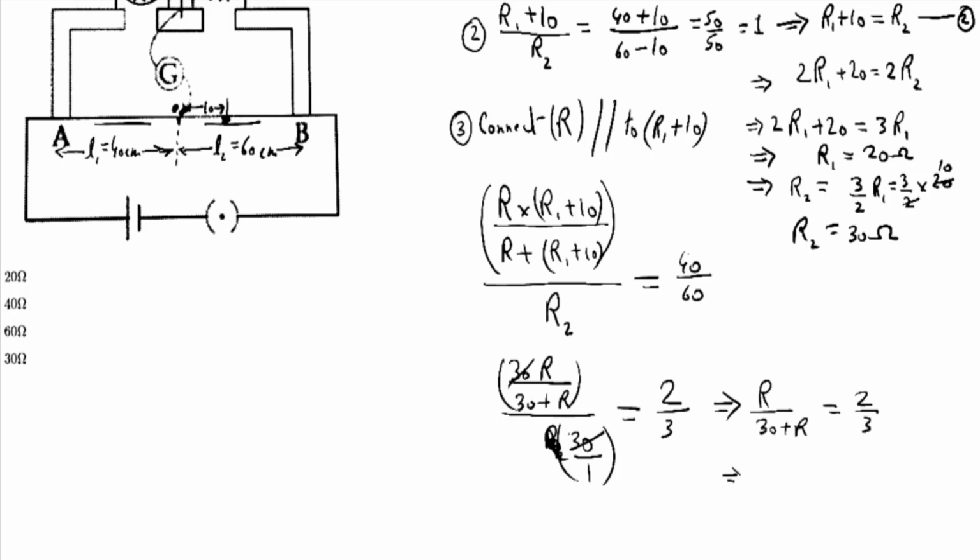On cross multiplying, we are getting 3R is equal to 60 plus 2R. 2R is coming this side, and we are getting the value of R to be equal to 60 ohm. So this is the result of this problem, and option C is the correct answer.